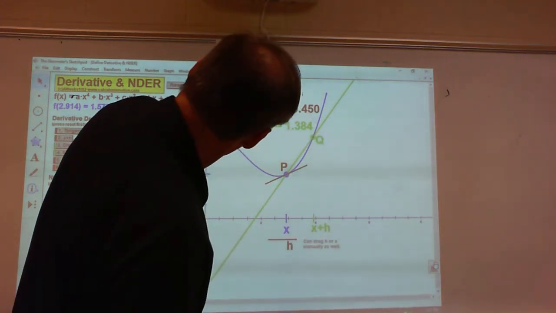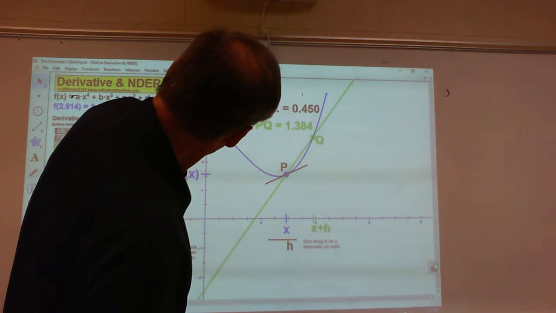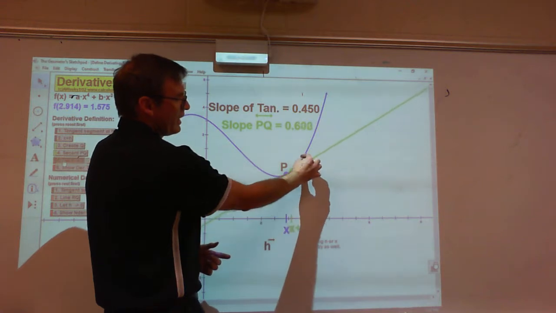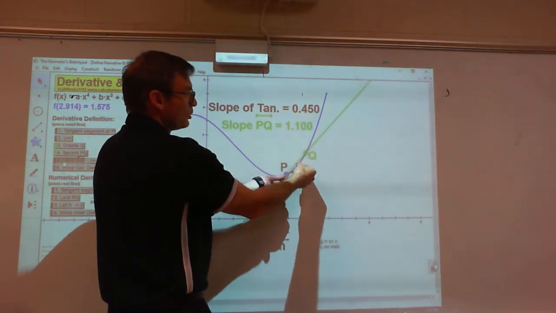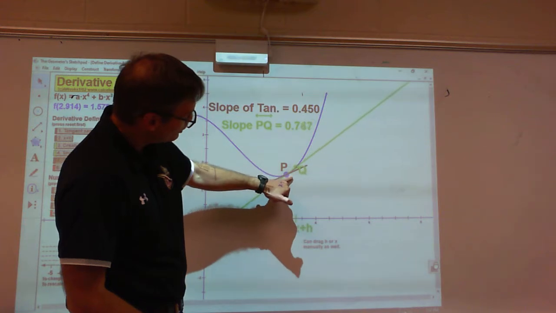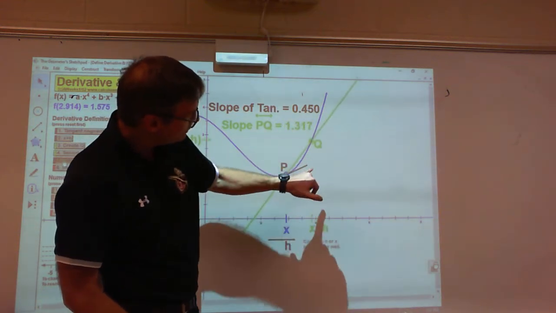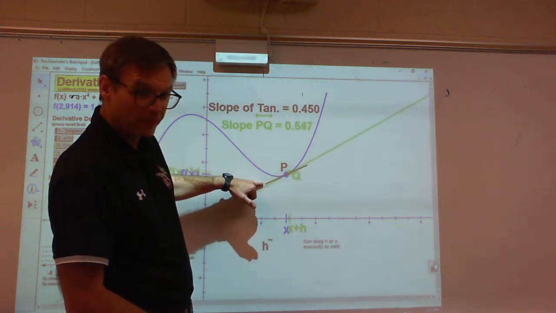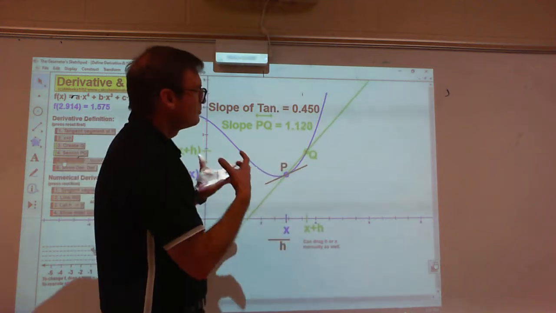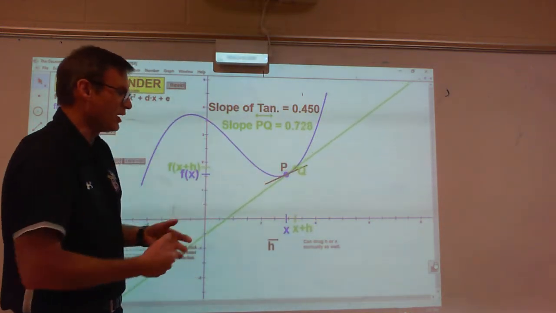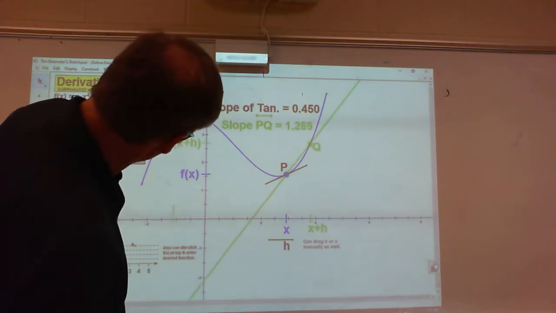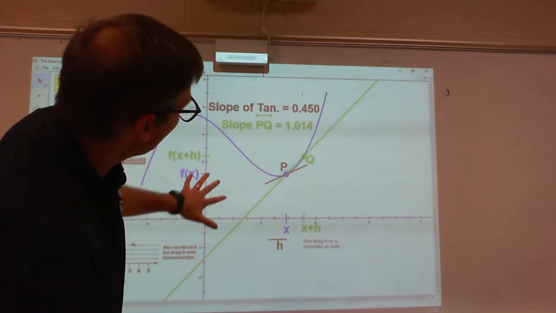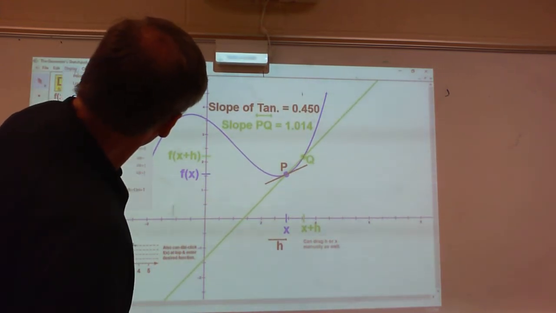If I click this and h goes to 0, see as h gets really, really small, you can see how that forces Q to get closer to P. And as Q gets really, really close to P, the slope of the green line becomes the slope of the black line. I can try to animate that, but this piece of software does it so much better than I can.